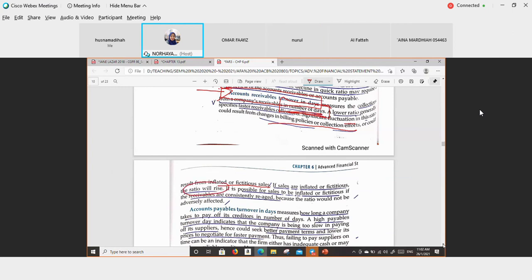If the possible of sales to be inflated or fictitious, if the receivable are consistently re-aged, because the ratio will not be adversely affected. So maksudnya selain daripada itu kita selalu kena buat re-aging lah, aging of account receivable. Okay, so dia boleh detect lah, katakanlah kalau dia buat trend analysis of the account receivable punya ratio tu, katakanlah dia punya number of days tiba-tiba dia tinggi. So mungkin ada possibility of fictitious sales. Are you following?